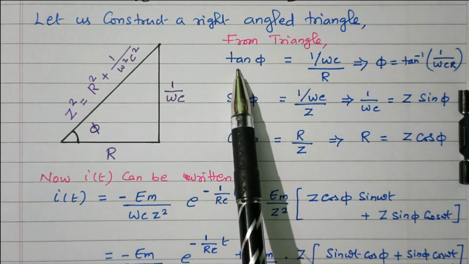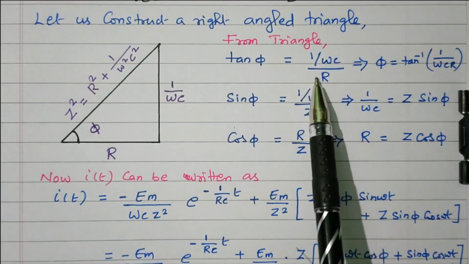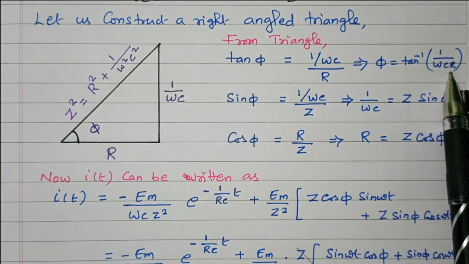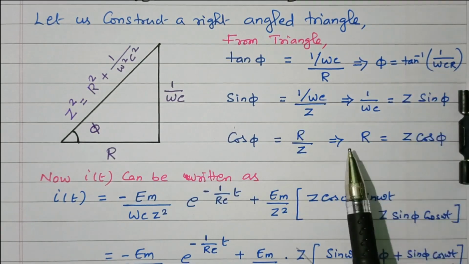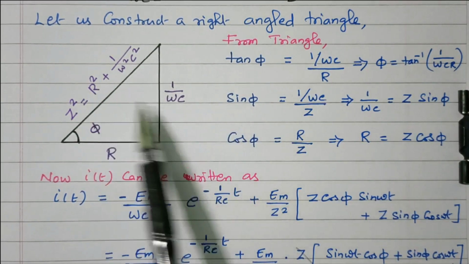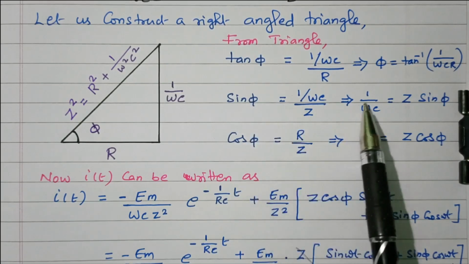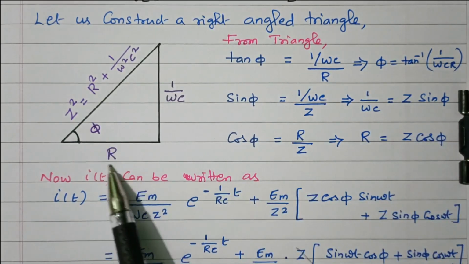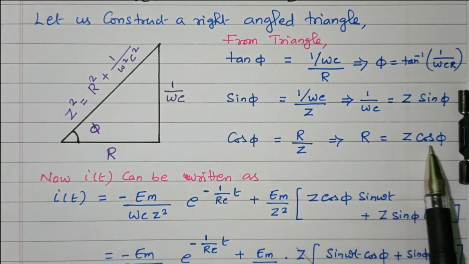So from this we can find tan theta. Tan theta is opposite side by adjacent side, 1 divided by omega C divided by R. So phi equals tan inverse of 1 divided by omega C R. So if we want to find the phi angle, we can find it from this formula. Similarly, sin phi equals opposite side by hypotenuse, 1 divided by omega C divided by Z. So multiplying, 1 divided by omega C is Z sin phi. Cos phi is adjacent side by hypotenuse, R divided by Z. Cross multiply this, so R equals Z cos phi.